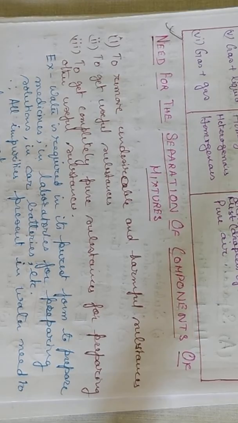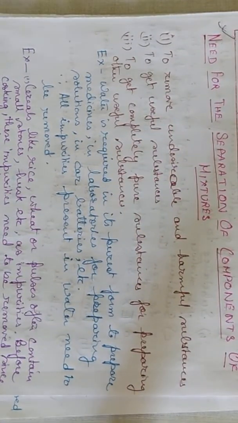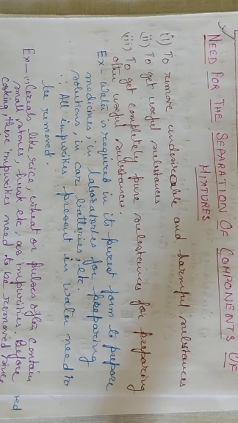Why do we need to separate the components of the mixture? First need is to remove undesirable and harmful substances, the second is to get useful substances, and the third one is to get completely pure substances for preparing other useful substances. So to remove the undesirable and the harmful substances from the mixtures, we need to separate the components of the mixtures.